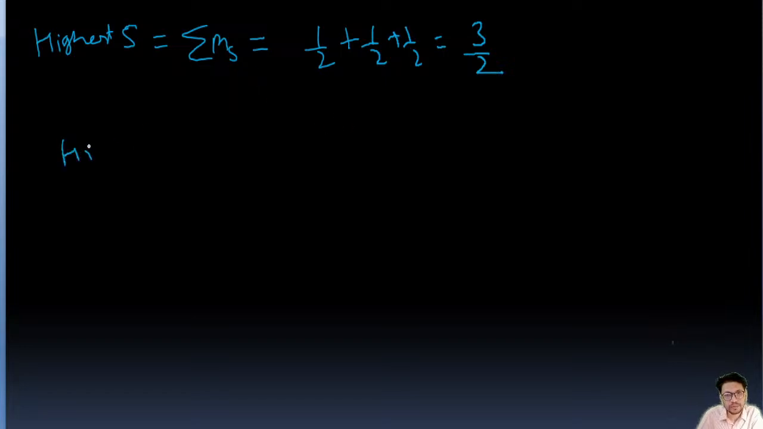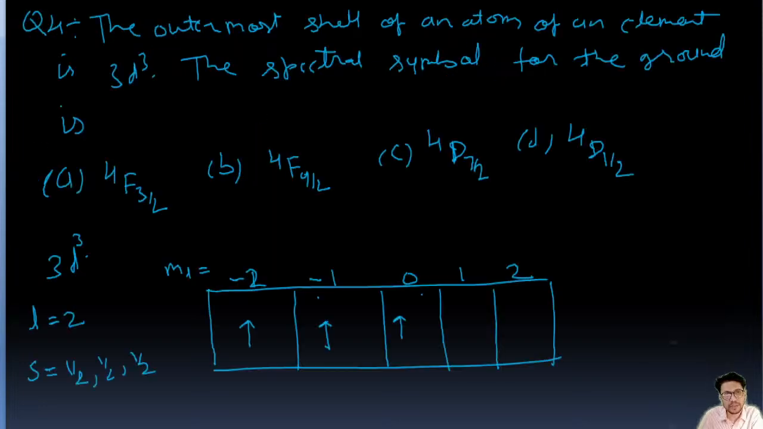Now the highest value of L is going to be mod sigma ml, right? Ml values are here, I've made this table. So this is minus 2 into 1, because there is 1 electron, minus 1 into 1, 0 into 1, and the others are 0, there is no electron, right?